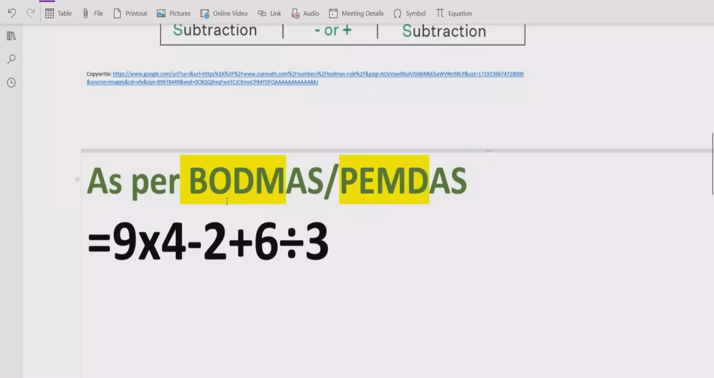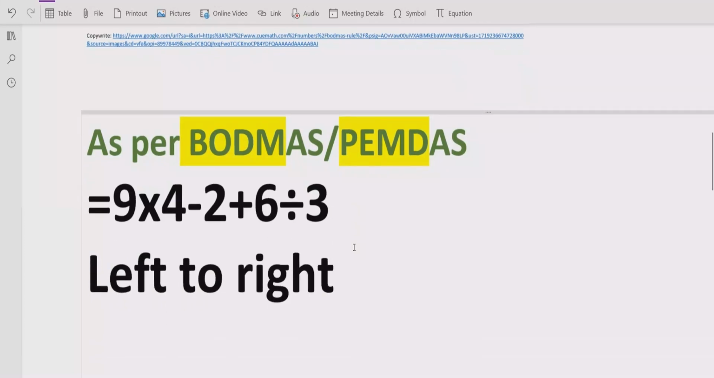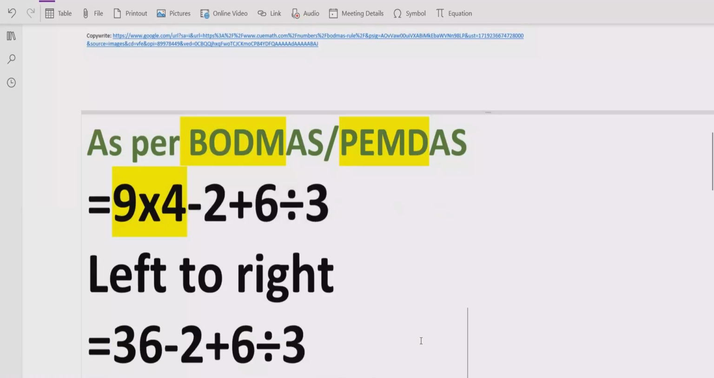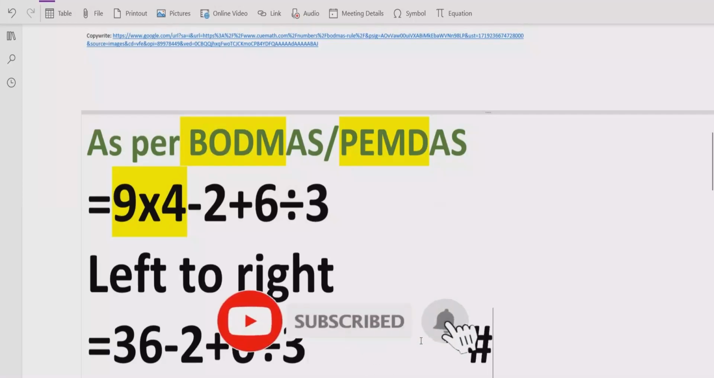You cannot say I'm using WordMath, so I will solve division first. Or someone says I will use PEMDAS, so I will solve the multiplication. No. You have to go left to right in your expression and find out which operation is coming first. So first of all, we have the multiplication. So we will solve this one. 9 multiplied by 4. 9 1s are 9, 9 2s are 18, 9 3s are 27 and 9 4s are 36. We will write 36. And this part I am writing right now as it is because I will solve each step in each line. So 9 multiplied by 4 equals 36.